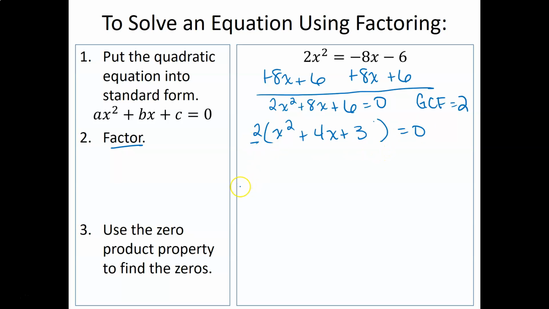2 is now one of my factors. I'm not going to forget about it, but I'm not going to use it for just a second. I'm going to factor the other expression, the 1x squared plus 4x plus 3.